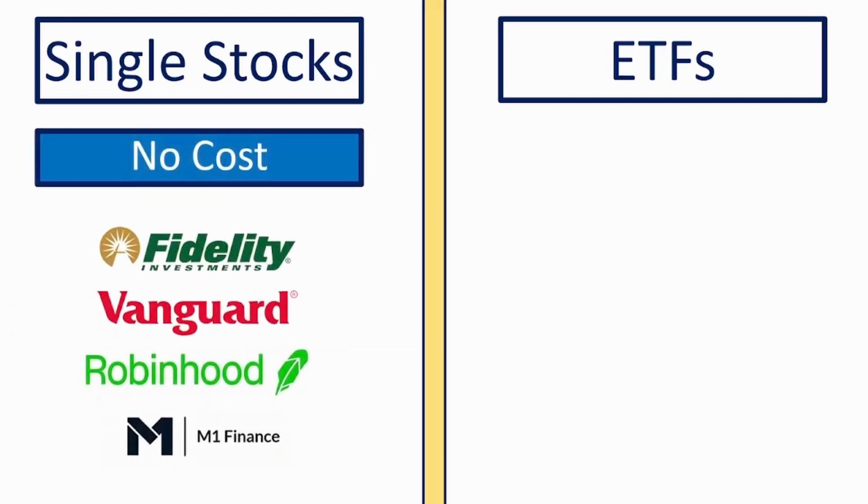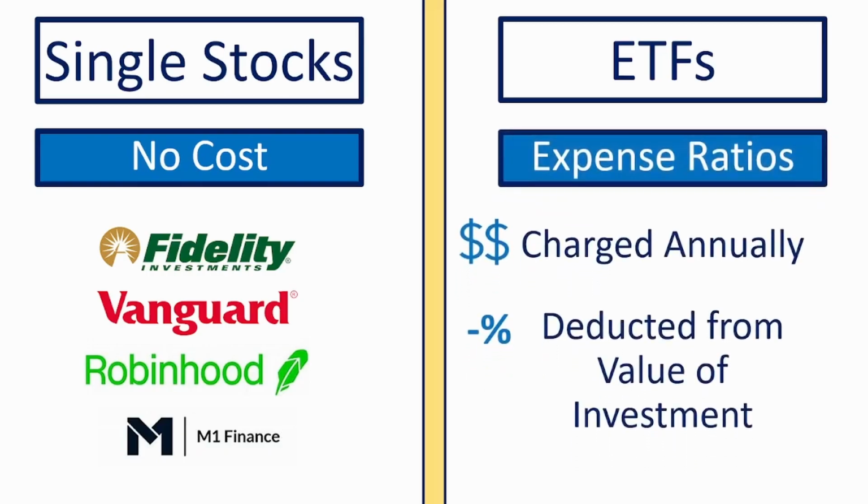If you were to purchase a single stock, there's no cost associated with it if you're making your trades on a brokerage. There are lots of brokerage options like Fidelity, Vanguard, Robinhood, and M1 Finance, to name a few. But if you purchase shares of an ETF, you will need to pay an expense ratio. In most instances, expense ratios are calculated and charged annually and will be deducted out of the total value of your investment right from your account.